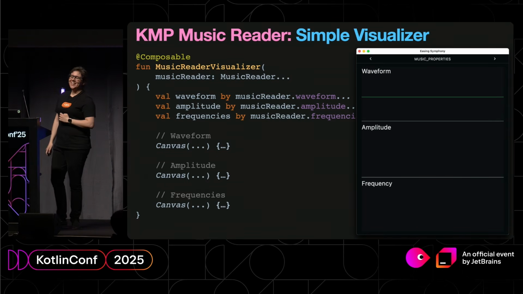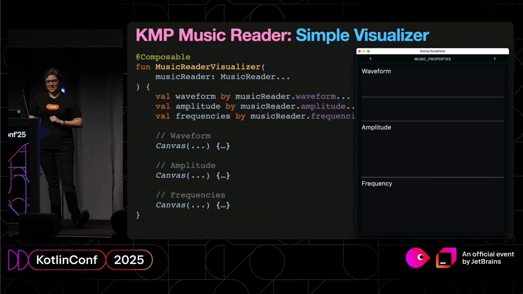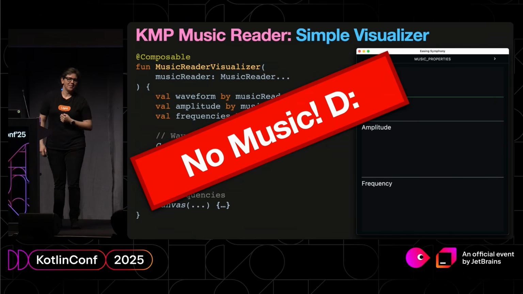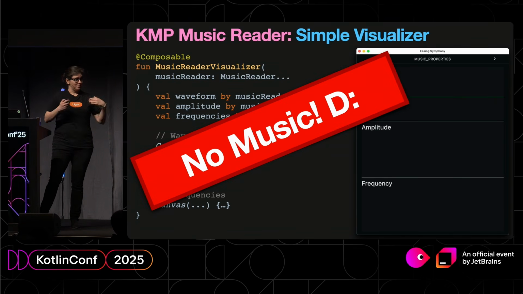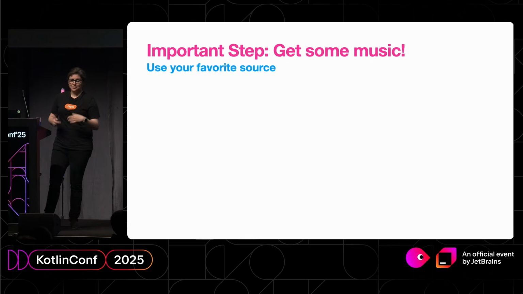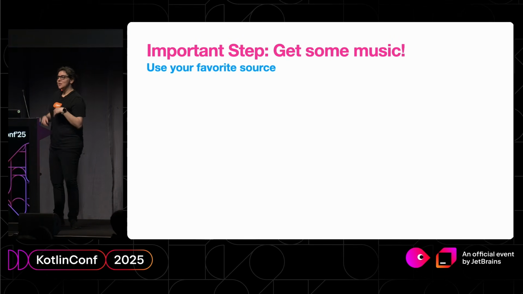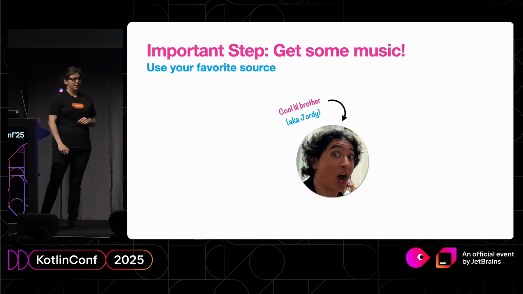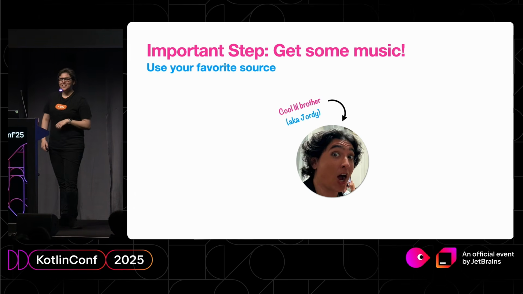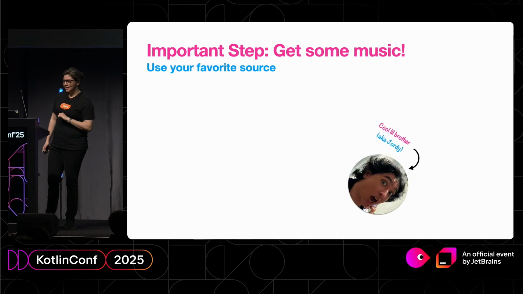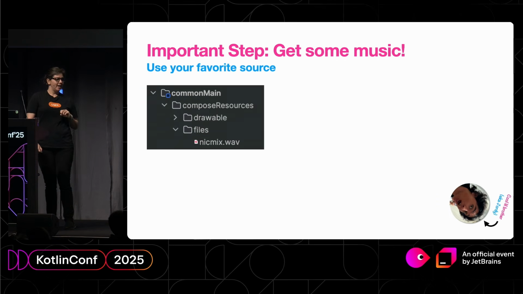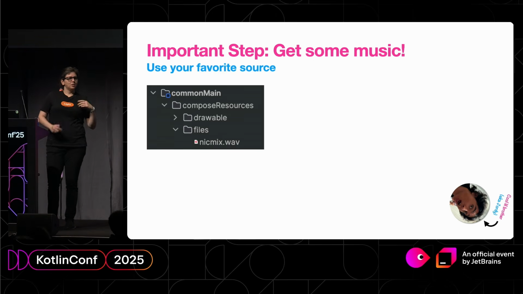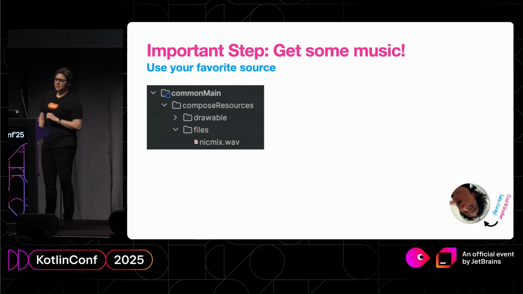nothing happens. That is because we actually haven't added any music yet. Another important step about creating music visualizers, of course, is to get some music. You can use your favorite source for this. In my case, I went around and poked my super cool brother. After getting some different sessions for getting music, he gave me a WAV file that I was able to just add into my file resources. I highly recommend you work with .wav files because they're easier to work with.